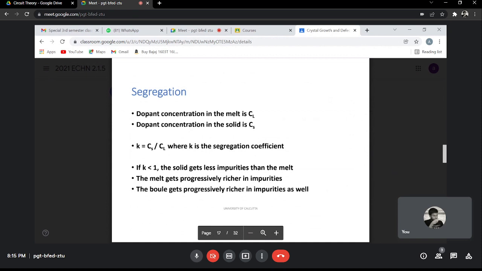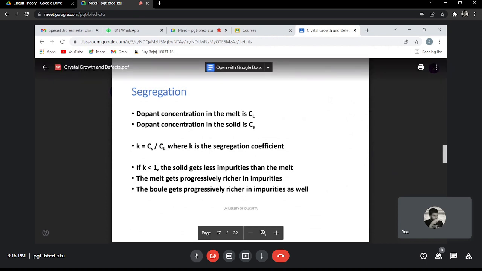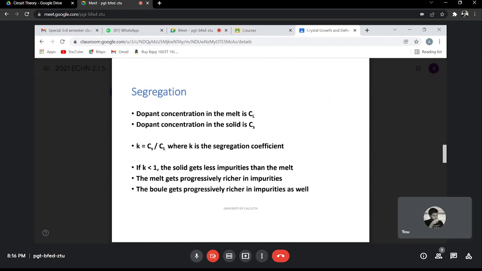So if the dopant concentration in the melt is Cl and dopant concentration in the solid is Cs, then K, the ratio, is called the segregation coefficient. Okay. If K is less than 1, the solid gets less impurities than the melt. And for most materials, K is less than 1. Okay.